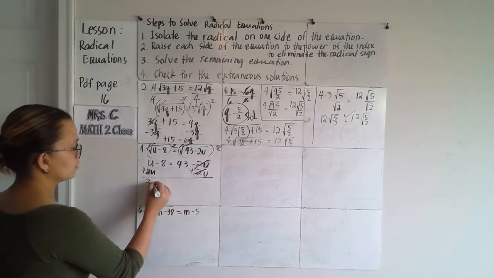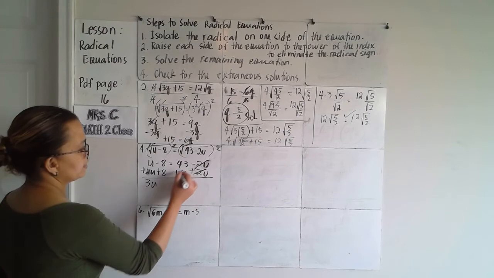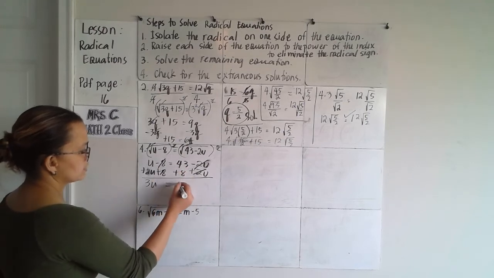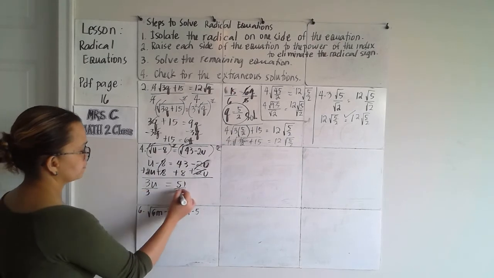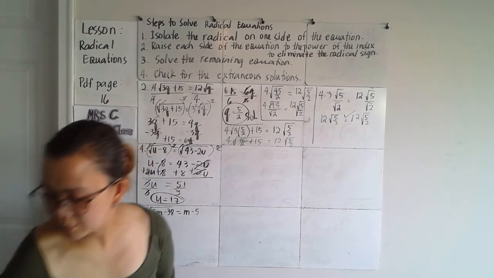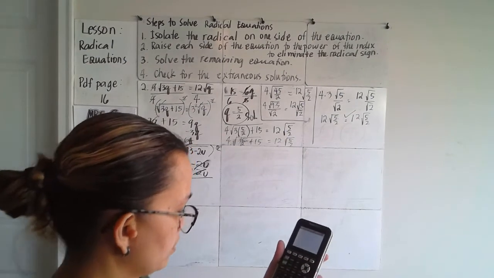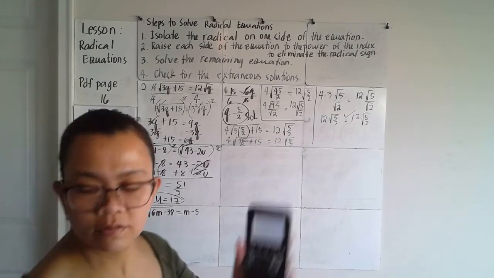Cancels out. That will give us 3u. Add 8. Cancels out. And that will leave us with 51. Since 51 is divisible by 3, u is equal to 17. Let's check. I don't know if I'm right. 51 divided by 3. Yes, this is right.